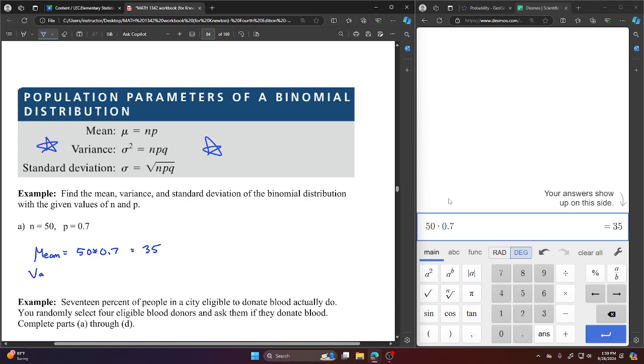Okay. Variance. Now you see that we need a q. And just as a side formula, we got q is equal to 1 minus p. And so for our case here, q would be 1 minus the 0.7, which makes 0.3. 70, 30, right? So variance, 50 times the 0.7 times the 0.3, multiply them all together.